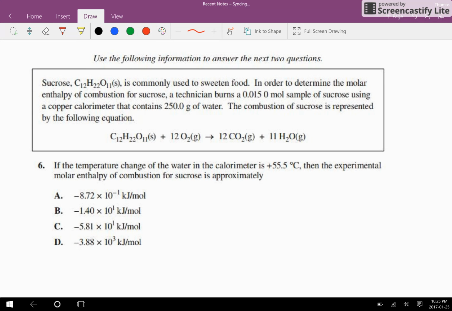In this next question, although it does apply to 2 questions, we'll just take a look at this first one. And we want to determine the molar enthalpy of combustion for sucrose. In this case, they give us calorimetry data, as we can see here, the mass of the water, the temperature change, and the amount of sucrose. So we'll go right into our calorimeter formula, and we'll rearrange that to solve for the molar enthalpy.